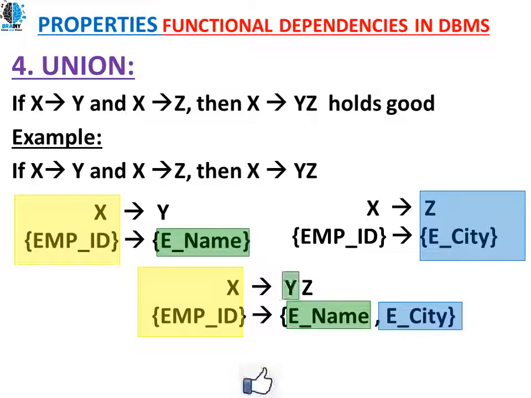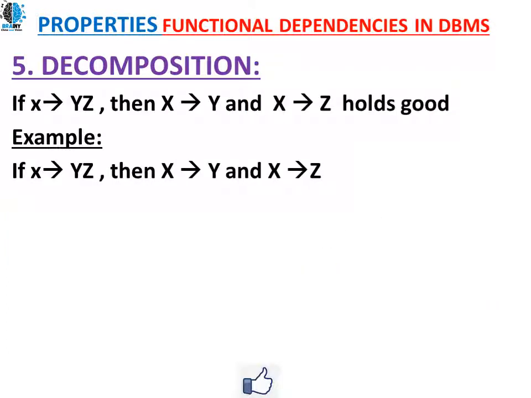So it means that green is our Y value. Blue is our Z value. So Y and Z, as you can see, Y is ename, Z is ecity. So ename and ecity depend on employee ID. So employee ID is existing in X goes on Y, X goes on Z. So it means that union is true for this particular functional dependency. So this is one of the properties of our functional dependency which holds.